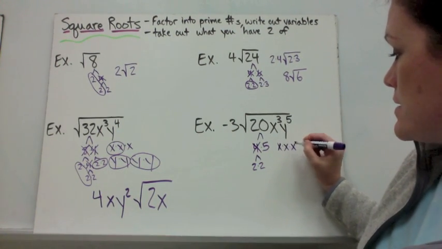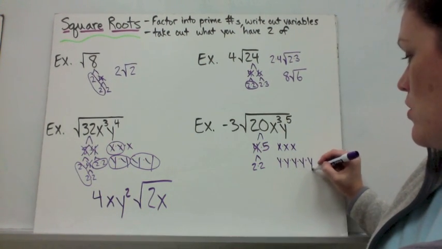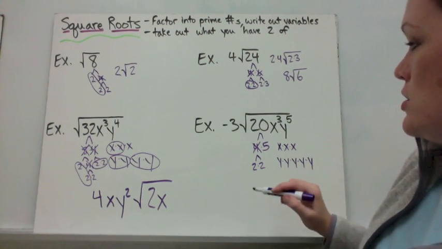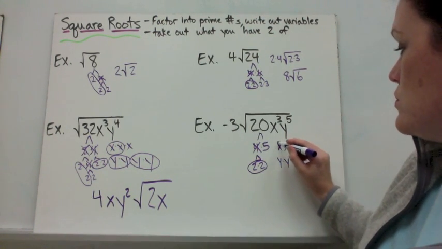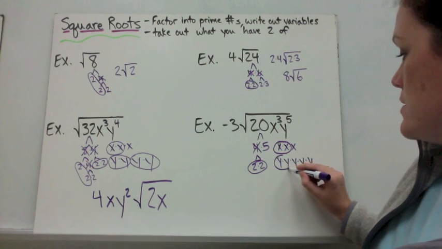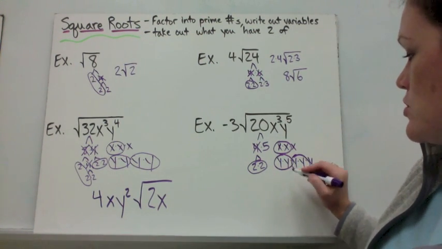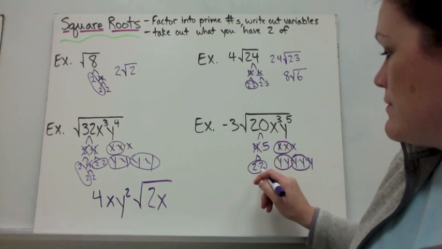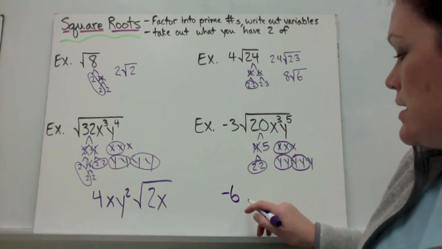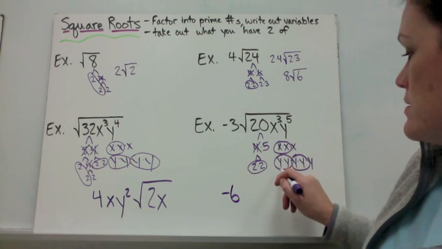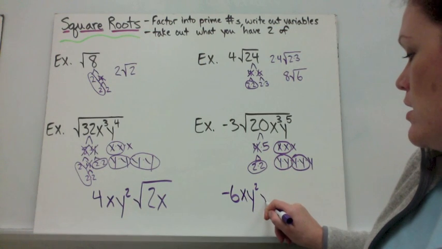We have 3 x's. We have 5 y's. So we can see all of what we have. So we're still dealing with square roots, so we want to circle things we have 2 of. So we have 2 2's, 2 x's, and 2 pairs of y's. So then you check and make sure you've circled everything. And we have 2 times -3, which will become -6. We have x and 2 y's, so we square it again.